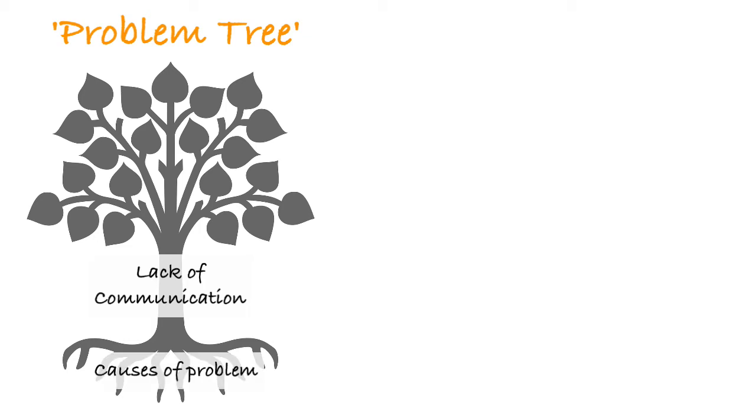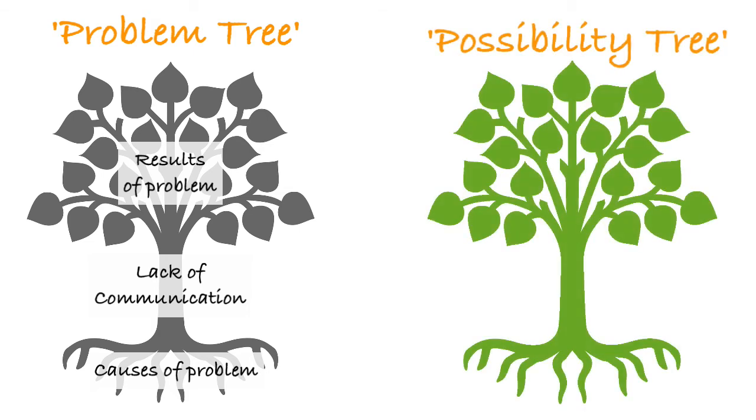Step 4, ask if that's what we're feeding the tree, what will it bear, i.e. what will be the results of the problem. Write those on the leaves. Step 5, draw a second tree and ask what is the positive opposite of the problem. Write that on the trunk of the second tree. In this case, it's strong communication.